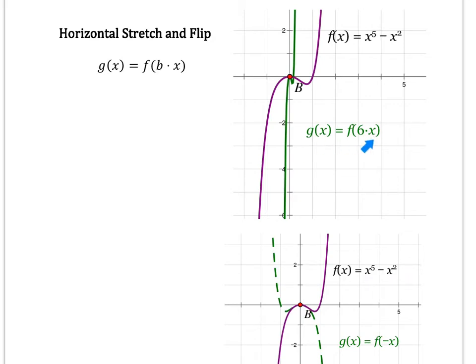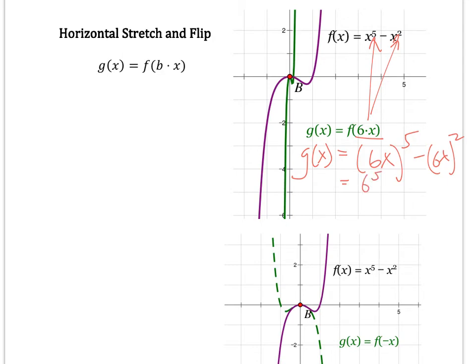So let's take a new function, g of x, and let's call that f of 6x. Just to get a better handle on what that means, we're going to take 6x and put that in place of x in this function up here. So our function is x to the fifth minus x squared, and so we have 6x to the fifth and 6x squared. Oh boy, this is going to be a huge number. We've got 6 to the fifth and x to the fifth. Remember that 5 applies to both of those things. And 6 squared, x squared.